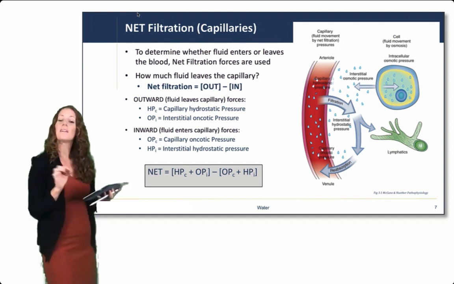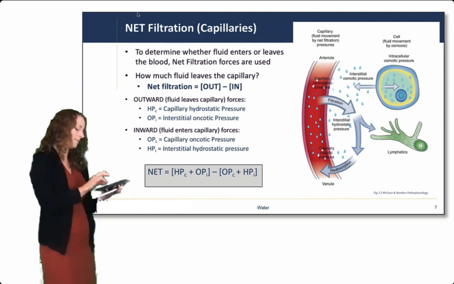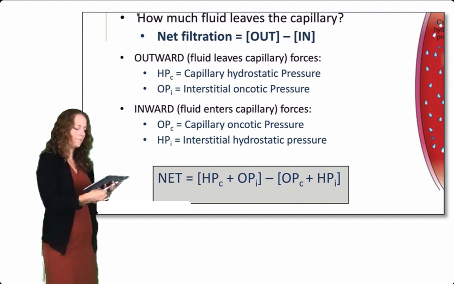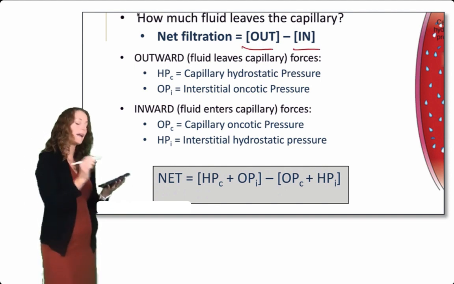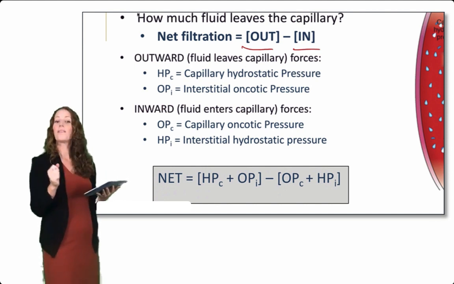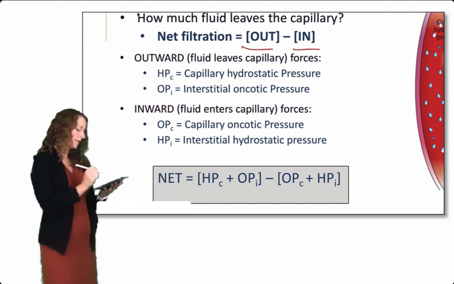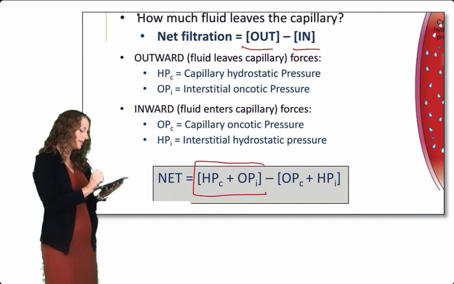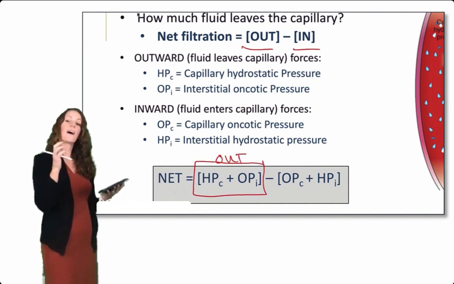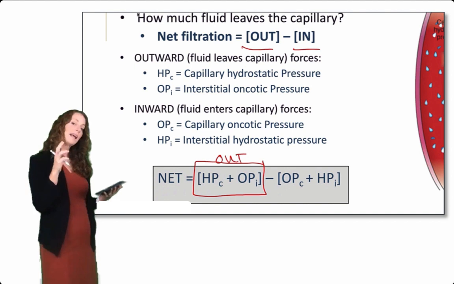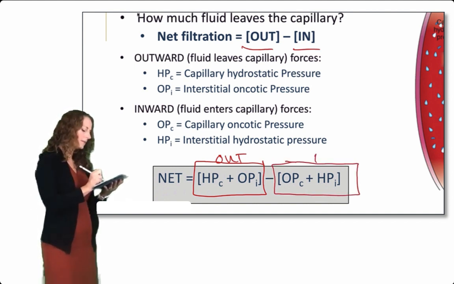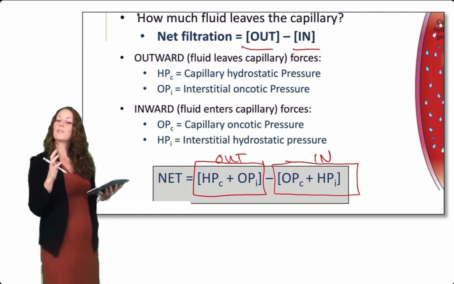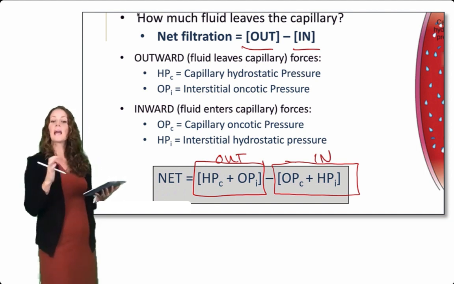I'm going to zoom in here on the equation so you can write it down. Okay, so our net filtration is outward minus inward forces on the capillary. We're going to take our outward forces, which are the hydrostatic pressure of the capillary and the interstitial oncotic pressure, and subtract our inward forces, which are the oncotic pressure of the capillary and our hydrostatic pressure of the interstitium.